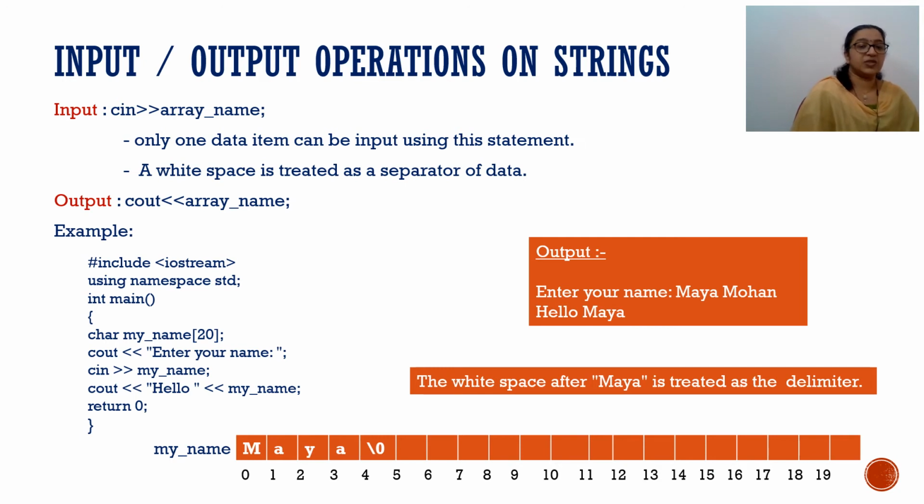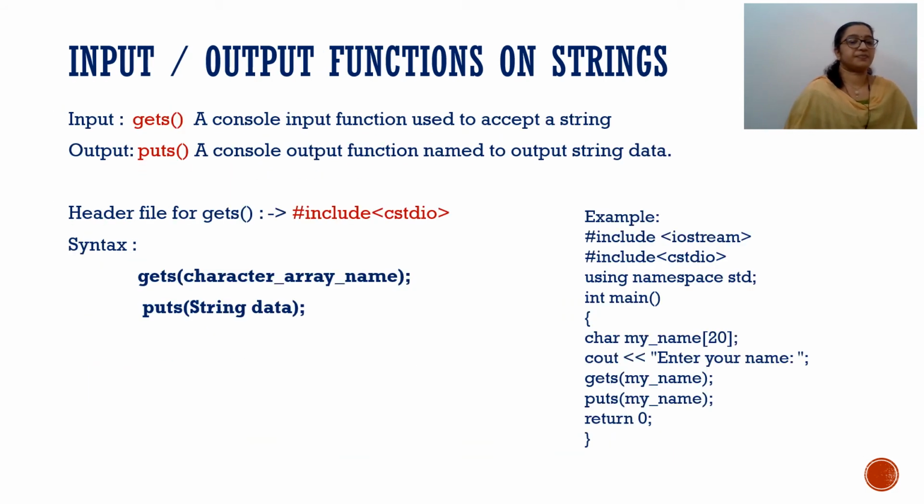Got it? So this is the way of input-output operations, that means cin and cout. You are all familiar with cin and cout. But with strings there is an advantage: only the array name is needed. Clear? Okay.